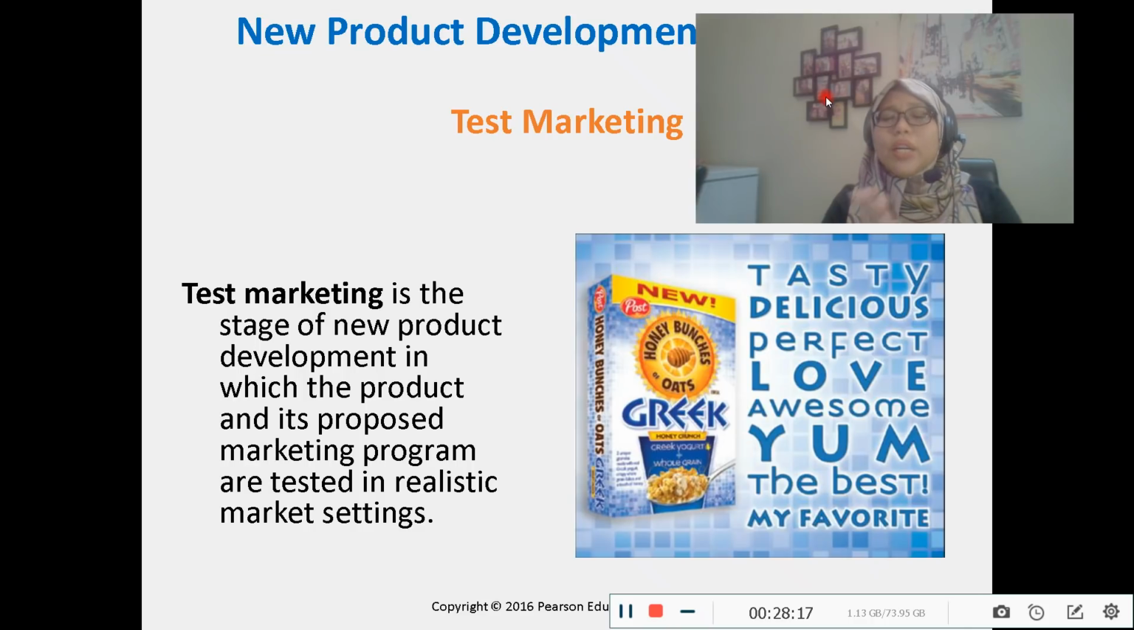Ataupun dia juga boleh buat dalam satu, kita panggil, sebab online pun boleh juga. Okay, stimulated online environment. Jadi dalam stimulated online environment, dia sama juga dengan lab tadi. Kalau lab tu dalam physical, kedai yang seolah-olah kedai, dan dia juga dalam satu online environment yang seperti online environment, which allow the marketers to see the reaction of the consumer towards certain product.